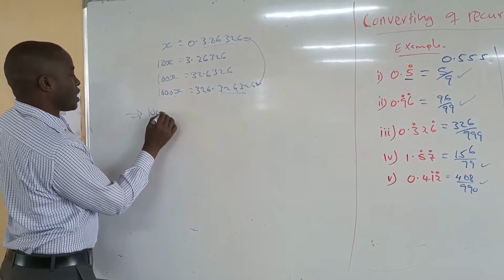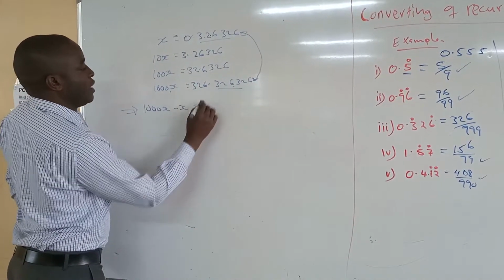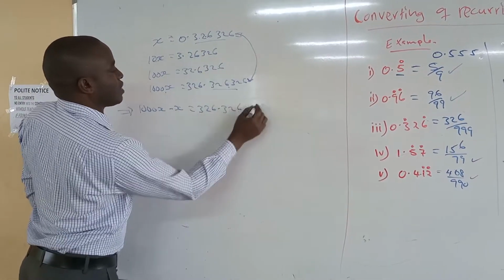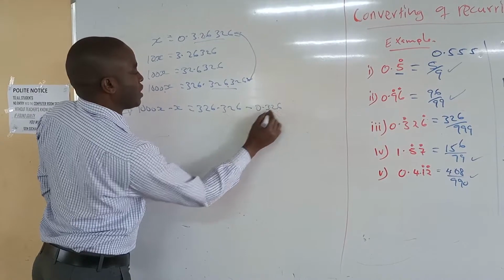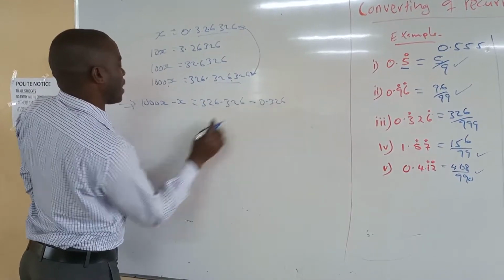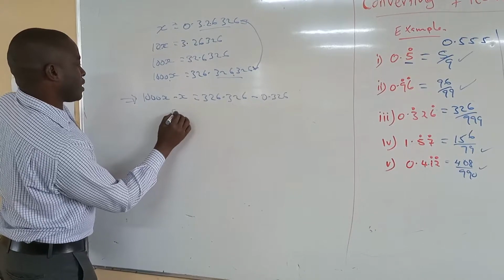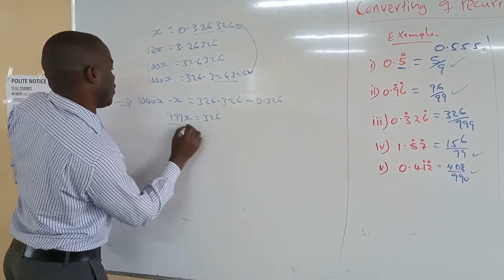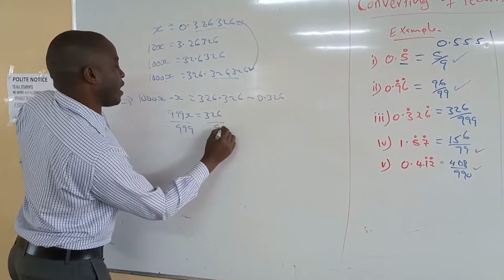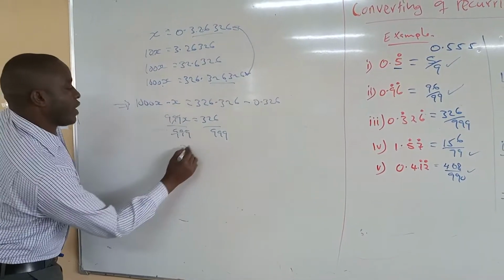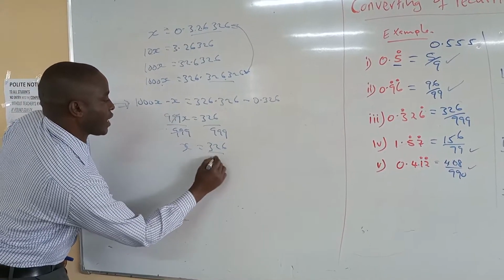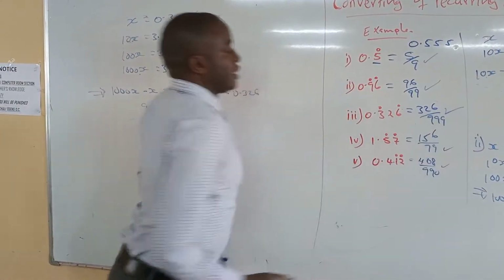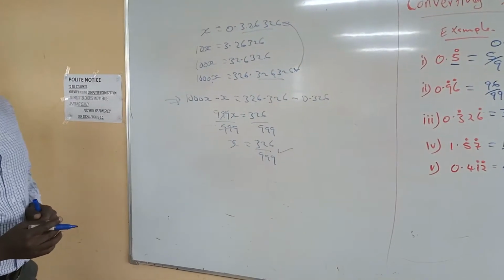It implies that 1,000x minus x equals 326.326 minus 0.326. After the decimals becomes 0, and 326 minus 0 is 326. So this gives you 999x equals 326 all over 999. So we shall have x equals 326 over 999. You realize that is also what we got here. Just so you can get it without struggling.